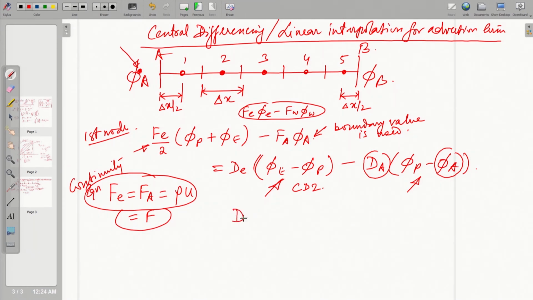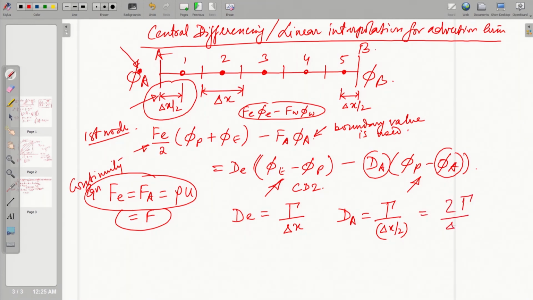What about d e? d e would be defined as gamma by delta x, and what would be d a? d a would be gamma by delta x by 2. Remember that here the distance that you are using is delta x by 2, not delta x. So, the d at the boundary A becomes different, it becomes 2 gamma by delta x. So, if I call this capital D, then this becomes 2 times capital D, twice the effect, right. So, this is how I would write down the discrete form of the equation at the first node.